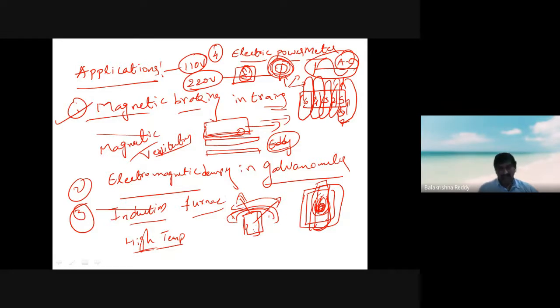Next, after eddy currents, in this lesson we have the most important topic, which is called inductance. What is inductance?